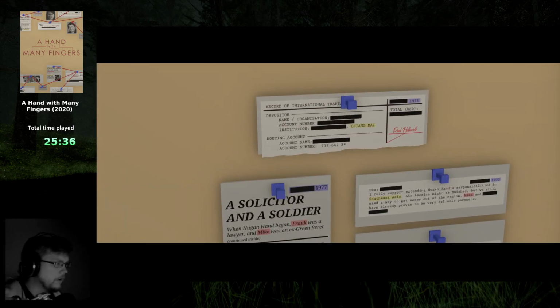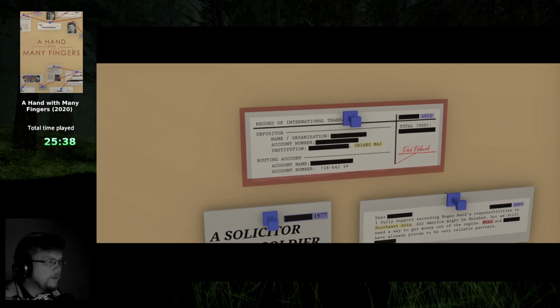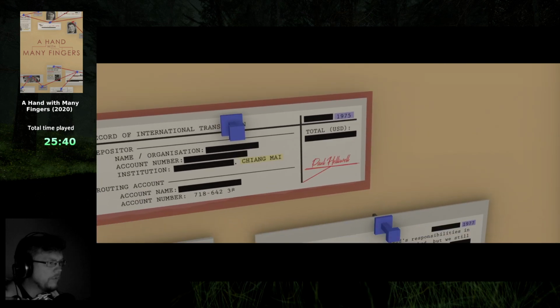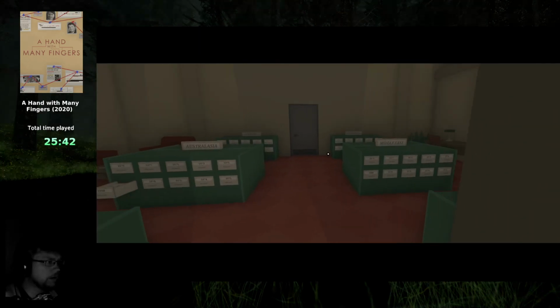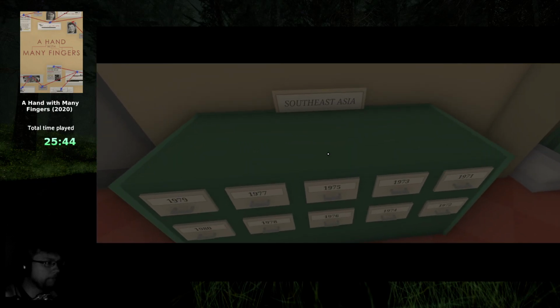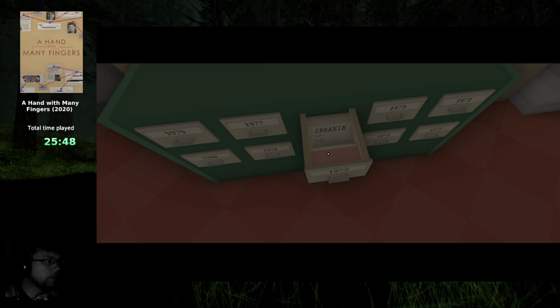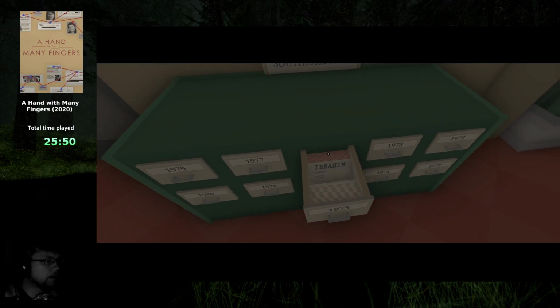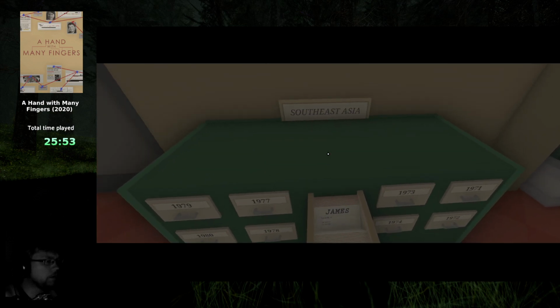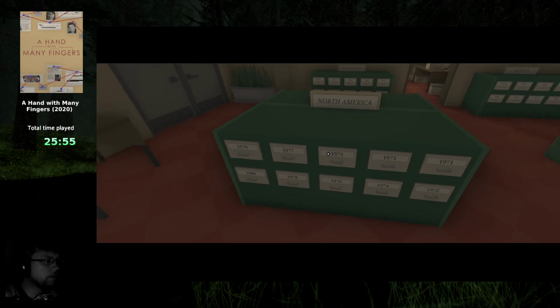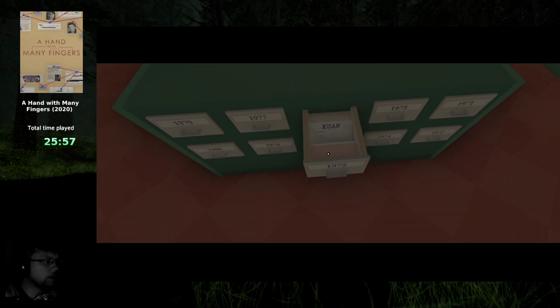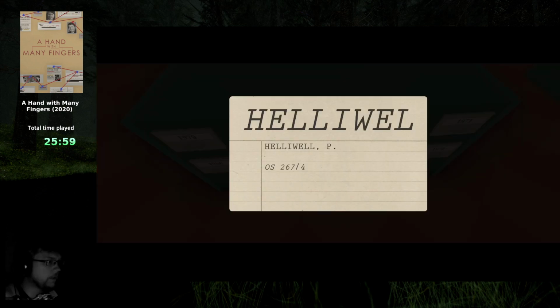Let's look into Southeast Asia 75 by Paul Halliwell. Nothing. North America. Excellent. 267.